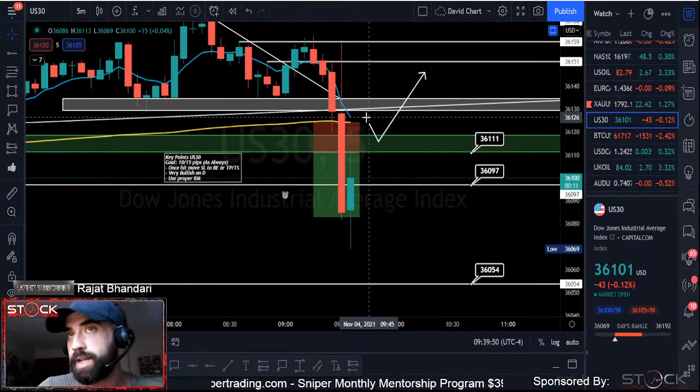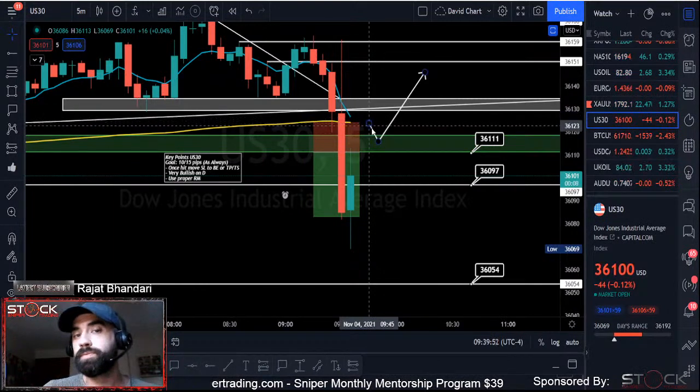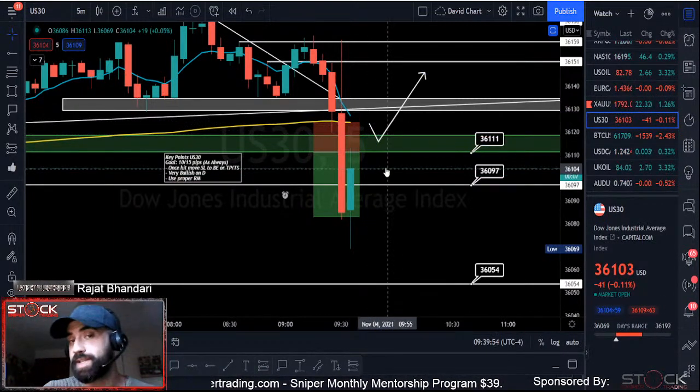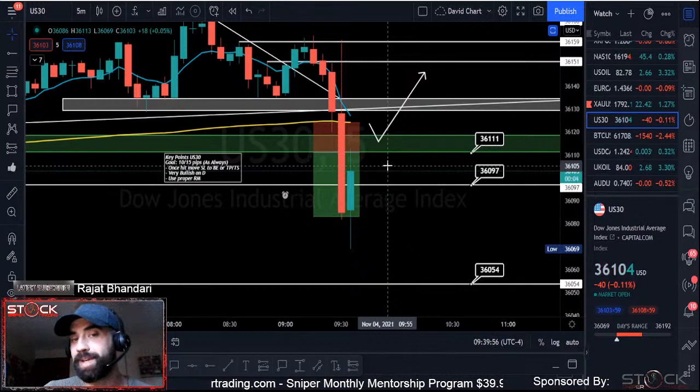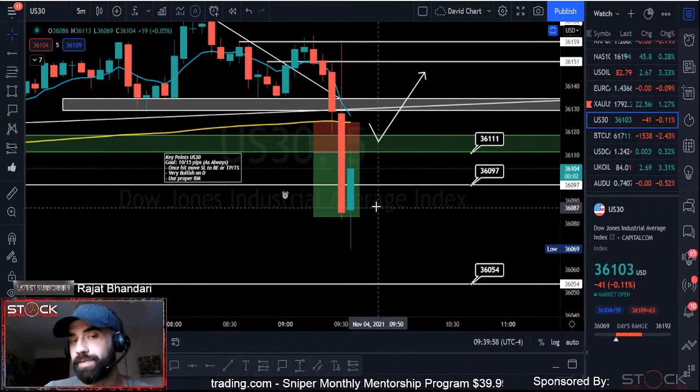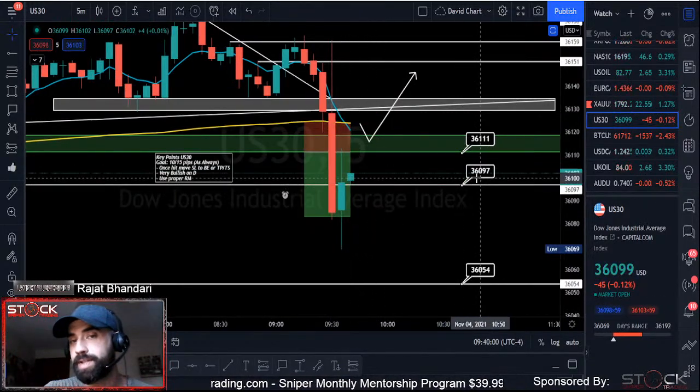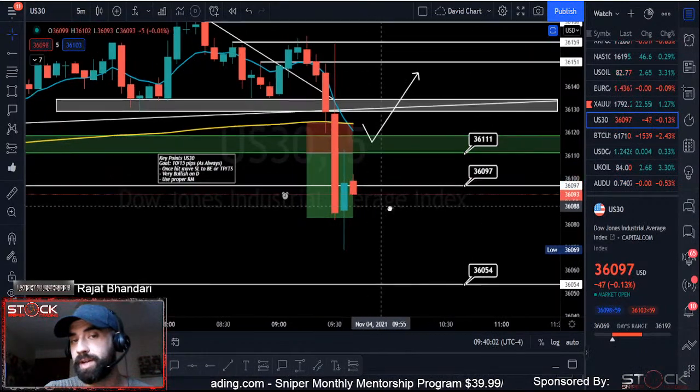It's 939, 940. It's indecision right now. You can see it's waiting to make its next move. But price has still not even got below 36097. All right.